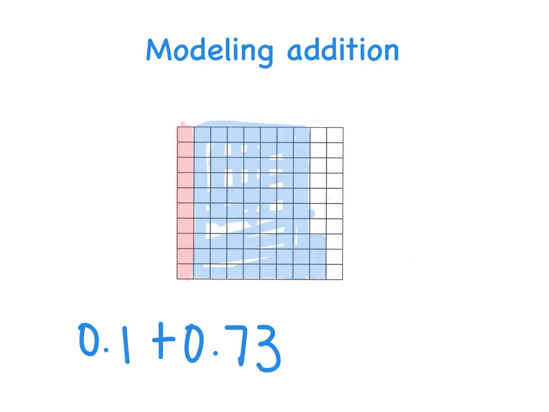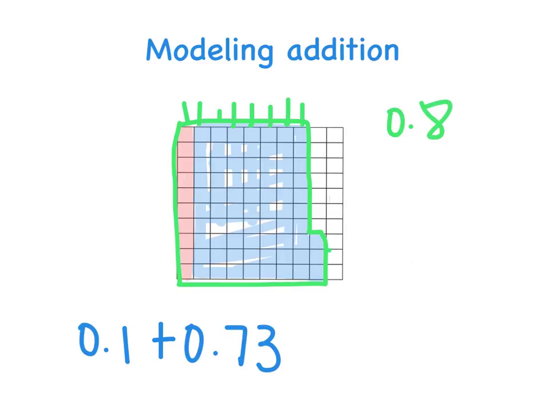1, 2, 3. So now to figure out the answer, or the sum, of this addition problem, I go ahead and count up how many I shaded in all. I shaded in 1, 2, 3, 4, 5, 6, 7, 8 tenths, and 1, 2, 3 hundredths, so that is 83 hundredths.